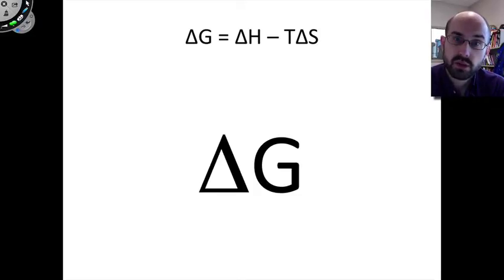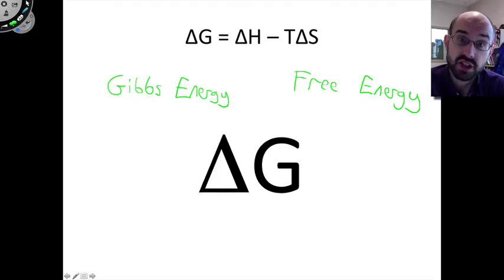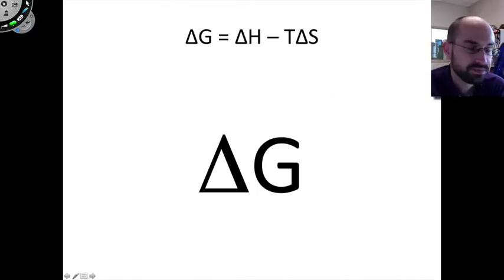So the first variable I want to talk about is this first one here, delta G. And you'll hear delta G referred to sometimes as Gibbs energy or free energy or Gibbs free energy. But in Chem 1, I'm really going to try to stick to just calling it delta G. And the key piece about delta G is that it tells us whether a process or a reaction can happen, whether it can be observed.